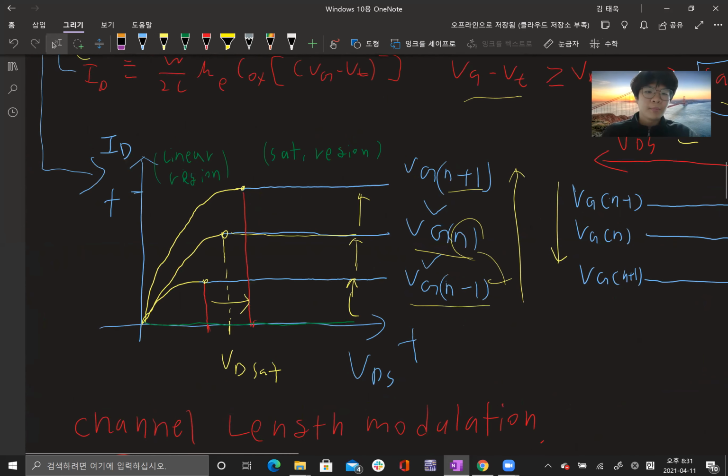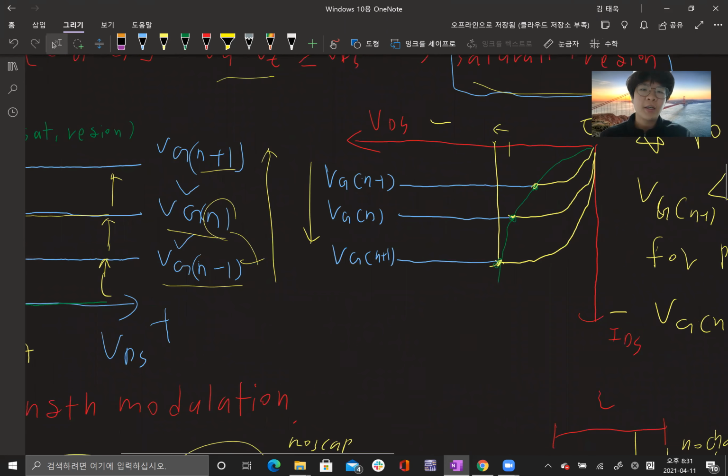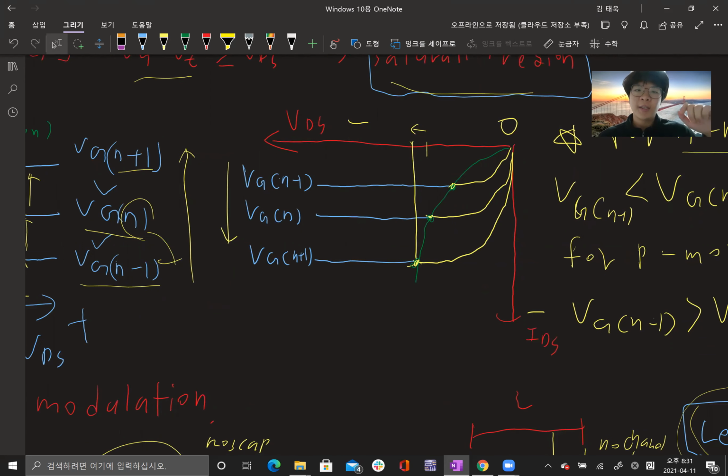So as the gate bias gets higher, the current will be driven more, but as the drain voltage is saturated. In PMOS, as the gate bias goes lower, more current can be driven.